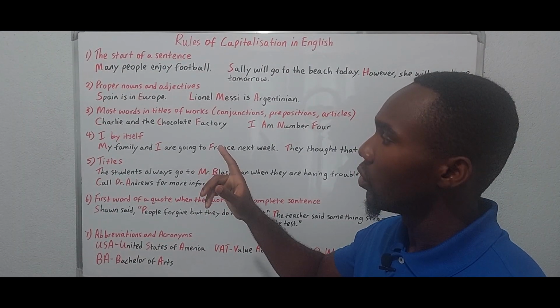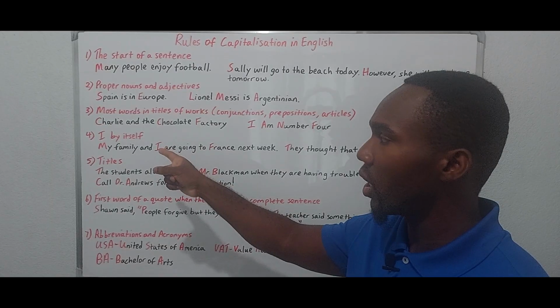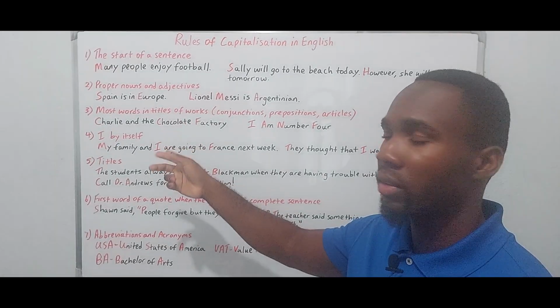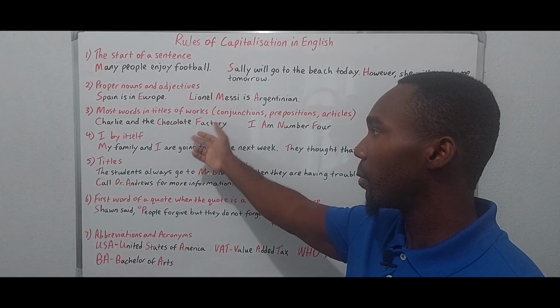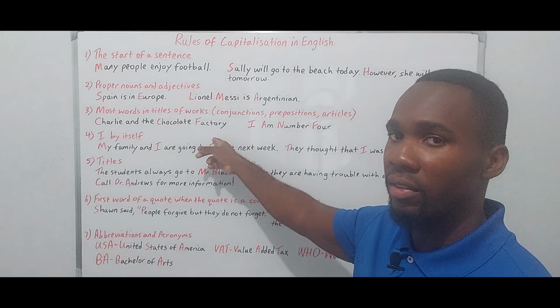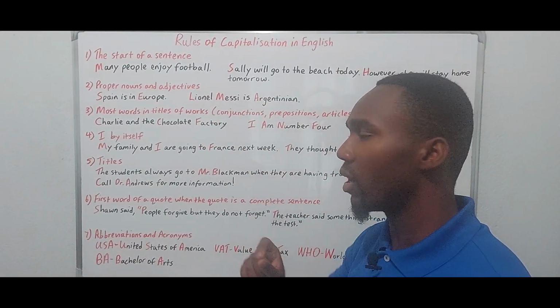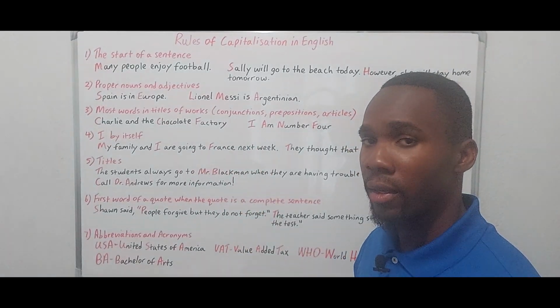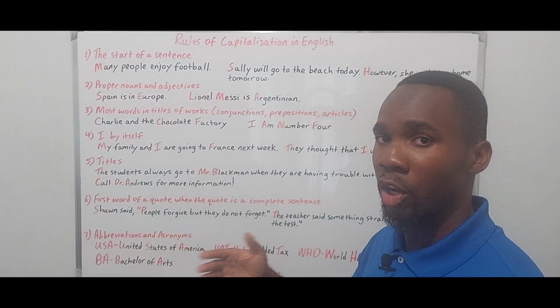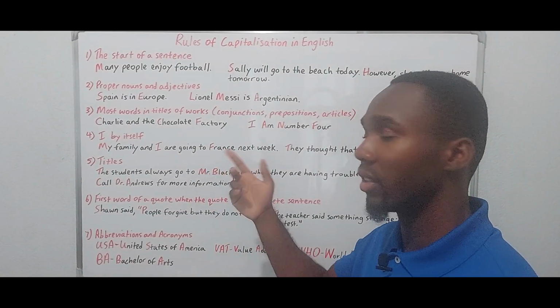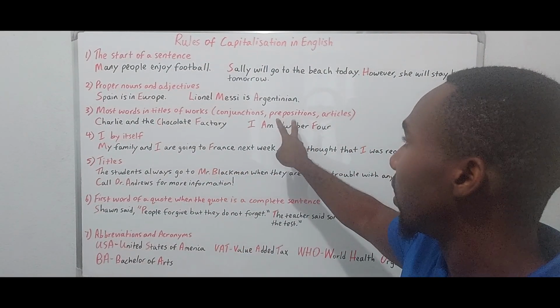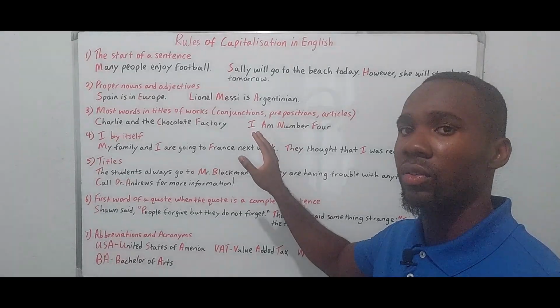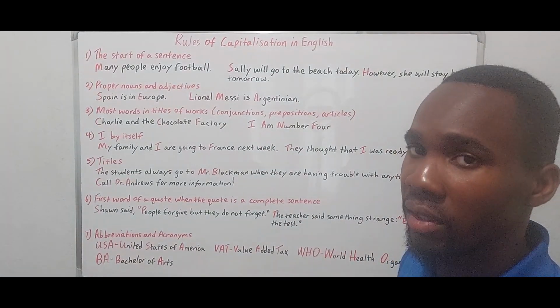So we see Charlie, that's capitalized. We see chocolate is capitalized, and we see factory is capitalized. But the two words that are not capitalized are and the. Why is that? Because and is a conjunction and the is an article. Remember, we do not capitalize these three elements. So everything else will be capitalized.